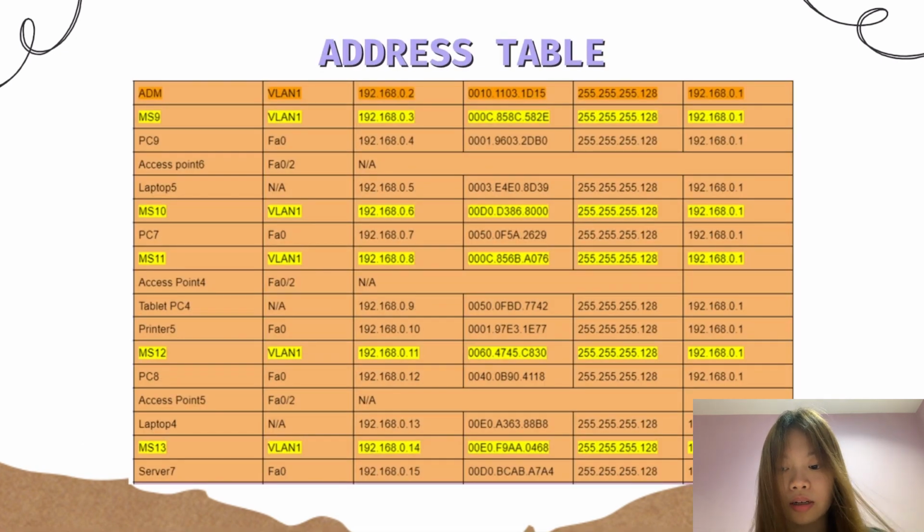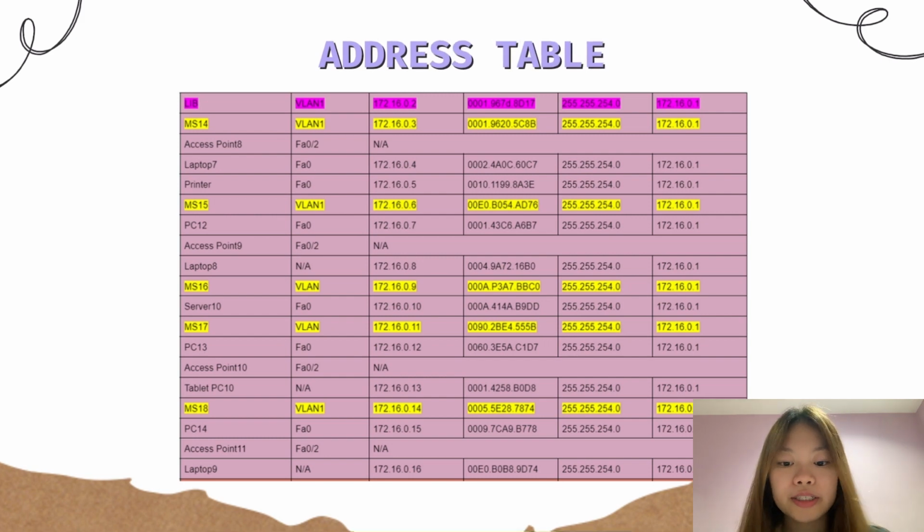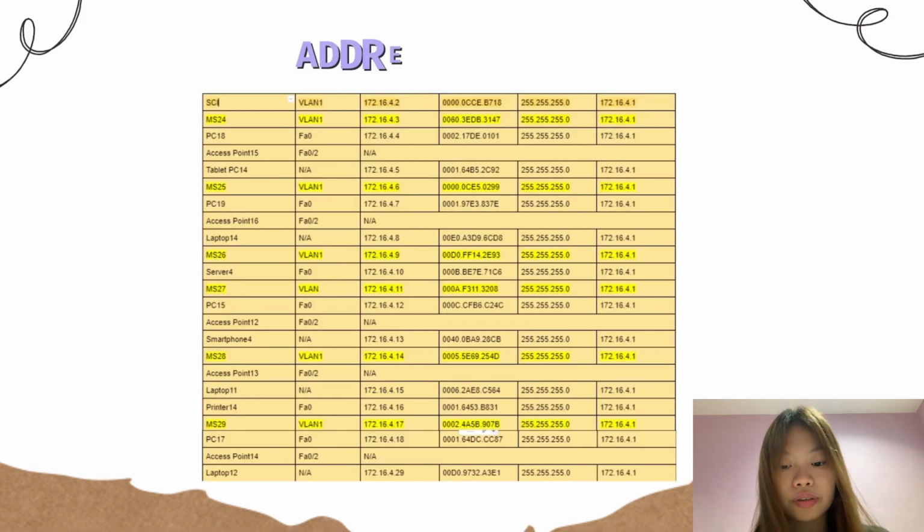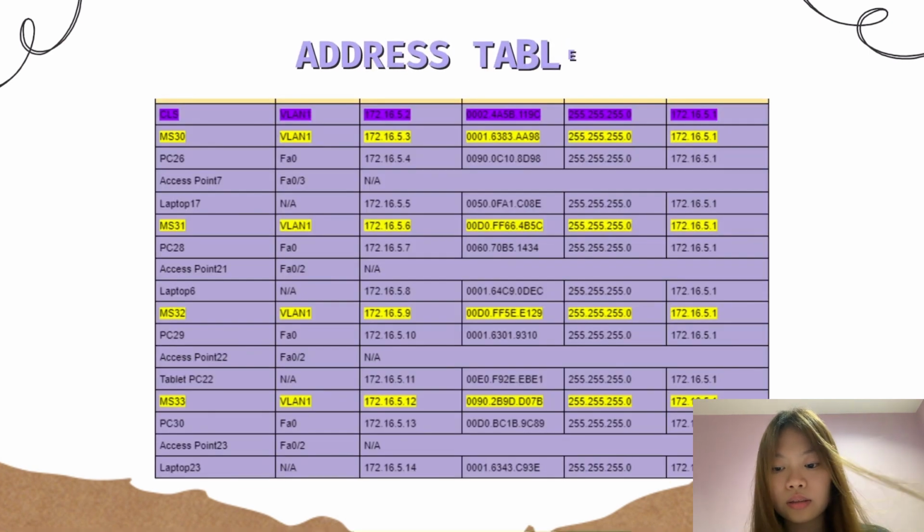This is the administry department address table. This is the library address table. This is the IT resource center address table. This is the science laboratory address table. This is the location C address table.